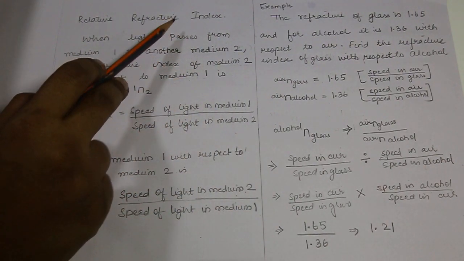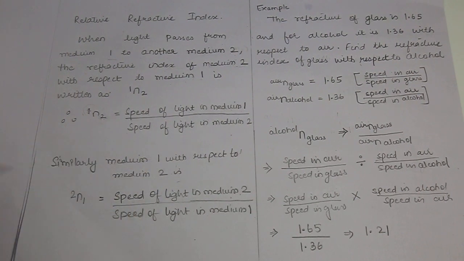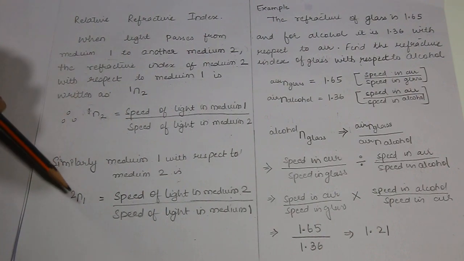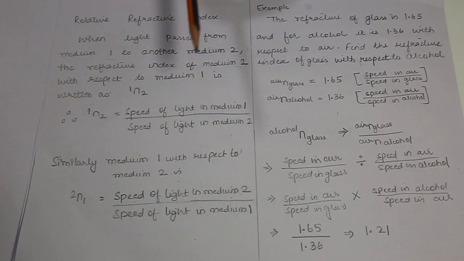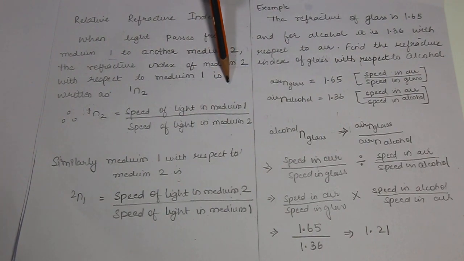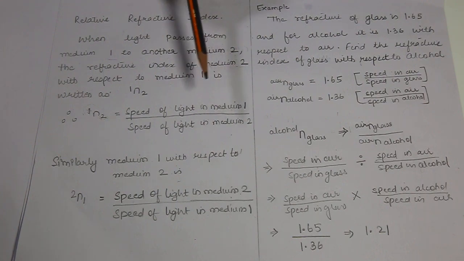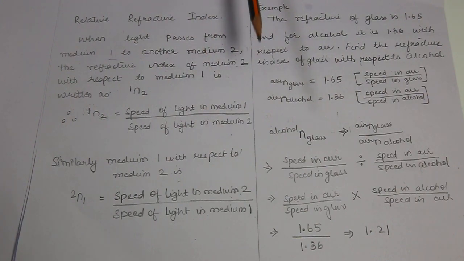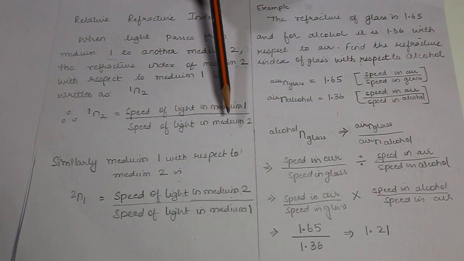I hope this is very clear, because before starting with the sums of relative refractive index, you need to understand the concept that light is traveling from one medium to another medium, and you have to be very careful in putting the speed of light in the numerator and the other in the denominator. The medium from where the incident ray is coming is medium 1, and the medium in which the light ray is entering is medium 2.